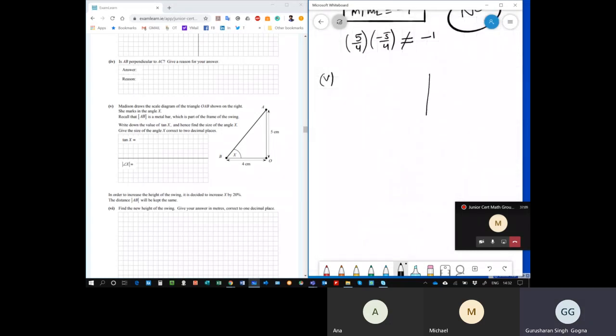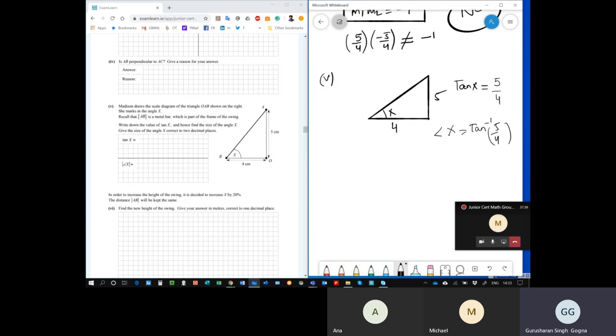And what they want in this triangle is to find out the value of tan x. So tan x in a right angle triangle, tan means opposite over adjacent. So the answer is 5/4. But the next step is to find out the value of this angle. So in order to find out the value of the angle, you need to do tan inverse of the other side.